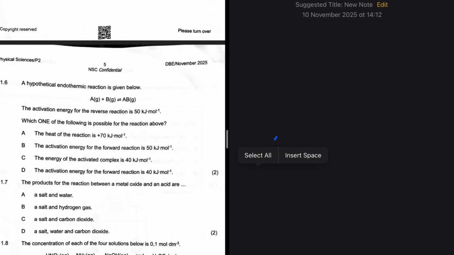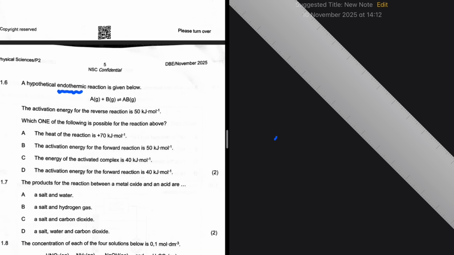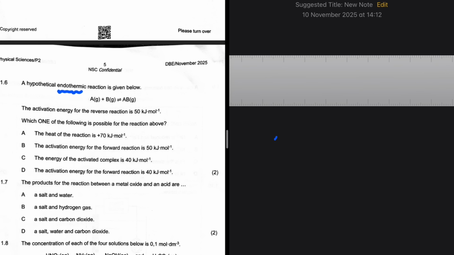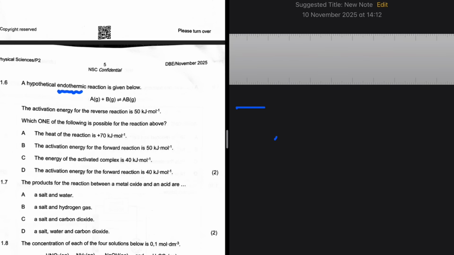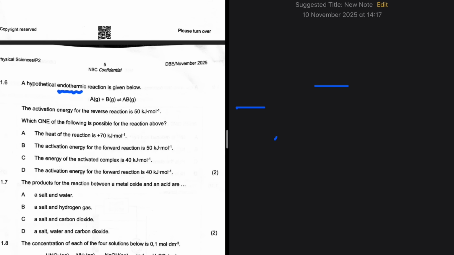1.6, a hypothetical endothermic reaction is given below. The activation energy of the reverse reaction is 50 kilojoules per mole. Which one of the following is possible for the reaction above? So I took a lot of time in this question because I had missed endothermic, right? It was very hard to answer when I had missed that it is endothermic. But then I reread the question and then it made sense. I could cancel out some things because now I know that the reaction is endothermic.